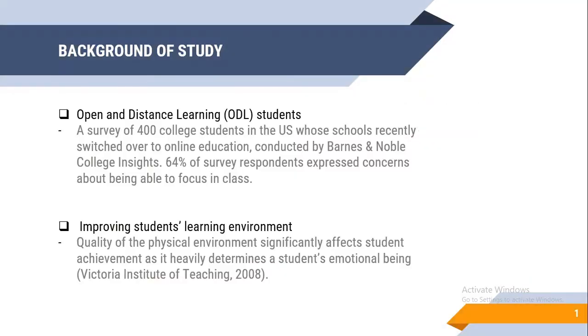Alright, so let's start with background of study. The study is based on open and distance learning students, where based on survey done by Barnes and Noble College Insight, 64% of survey respondents expressed concern about not being able to focus in class. Next is on improving students' learning environment, where quality of the physical environment significantly affects student achievement as it heavily determines a student's emotional being.